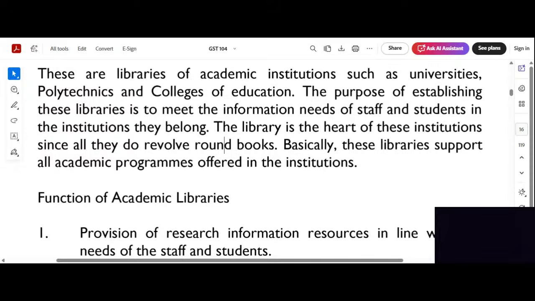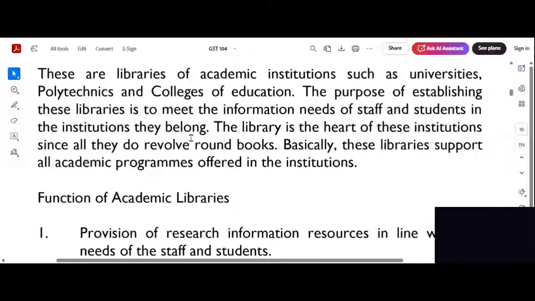So now you know what academic library is. When you hear the word academic library, straight your mind goes to institutions like your own, like National Open University of Nigeria. So let's move on and see the function of academic libraries.